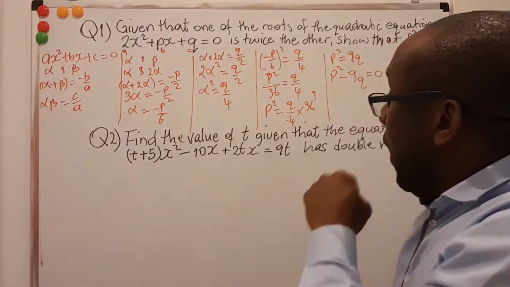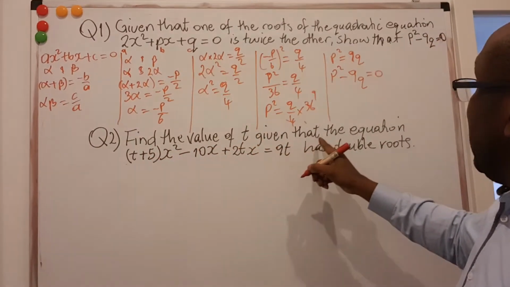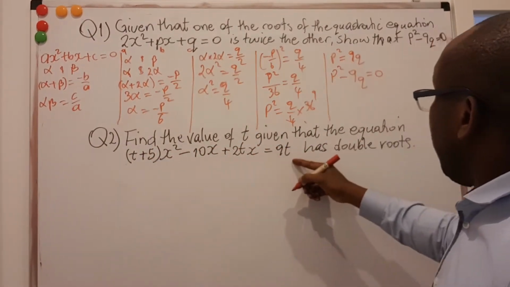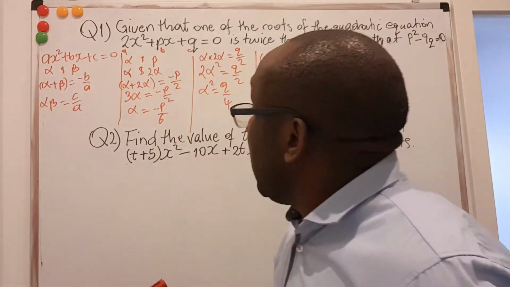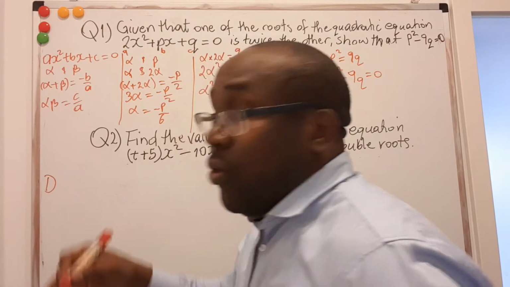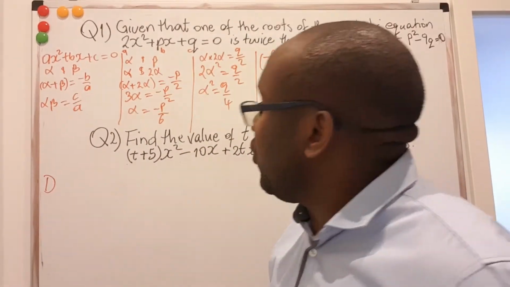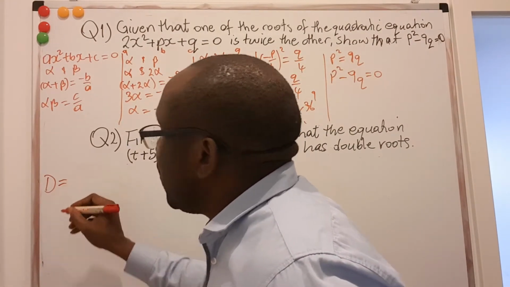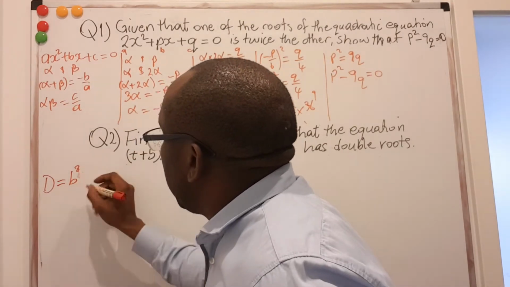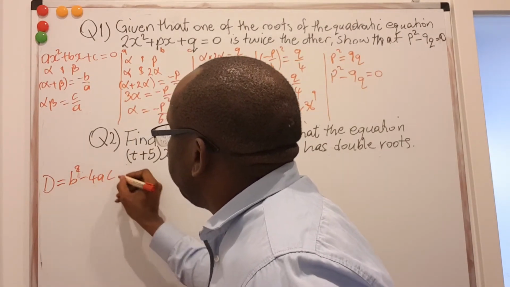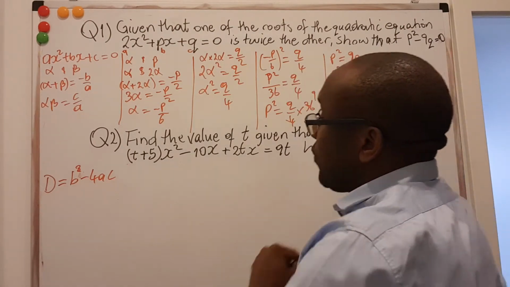Excuse me. Second question says, find the value of t given that this equation has double roots. We already saw in one of my earlier videos that the discriminant tells you how the roots are, if they are real and different, real and equal, or imaginary. And the discriminant was taken from the general quadratic equation formula as b squared minus 4ac. So we are just left to show that this is equal to 0 because the roots are double.